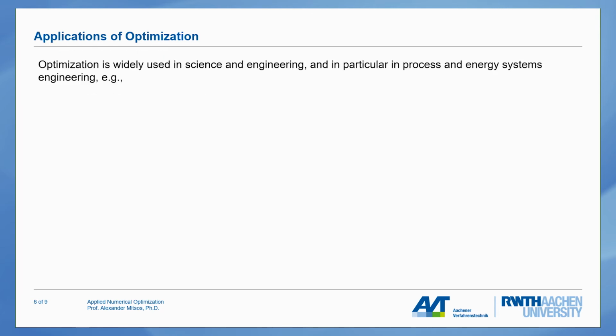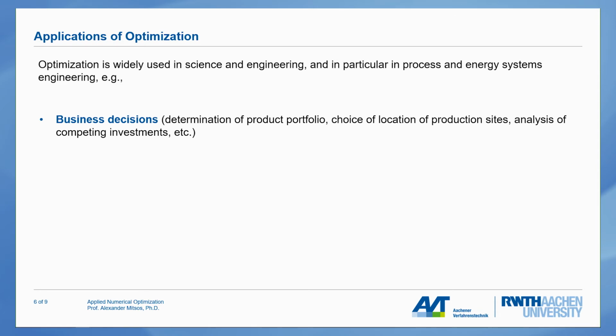Where do we apply optimization? Optimization we apply throughout science and engineering. In particular, in process and energy systems engineering, we apply it all the time. For example, we apply it in my lab. In general, you can say that you can answer business decisions. I don't happen to do that a whole lot, but others do.